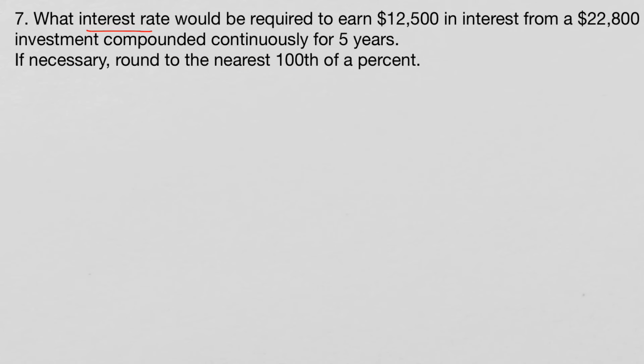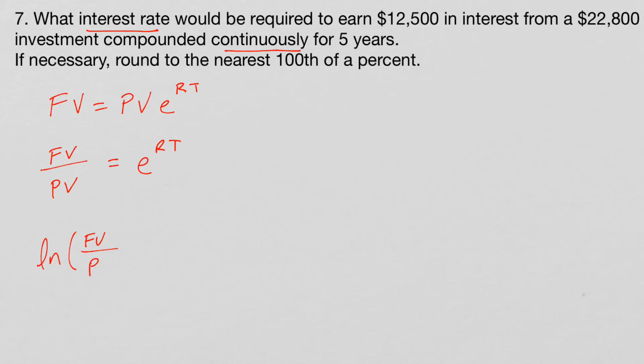Okay, so we're looking for the rate, and this time we're compounding continuously. So the future value is equal to the present value times e to the RT. All right? I'm going to divide each side by present value. So future value over present value is equal to e to the RT. Now we're after rate, which is in the exponent of e, so we're going to have to natural log everything. So I'm going to natural log the left, and I'll natural log the right. And when we natural log e, we just get RT.